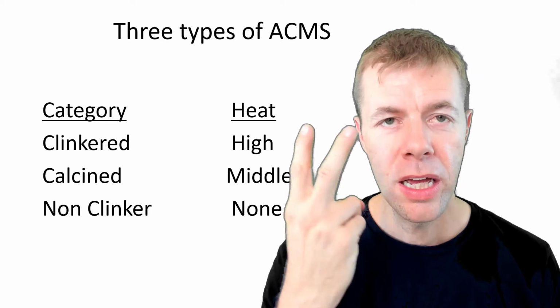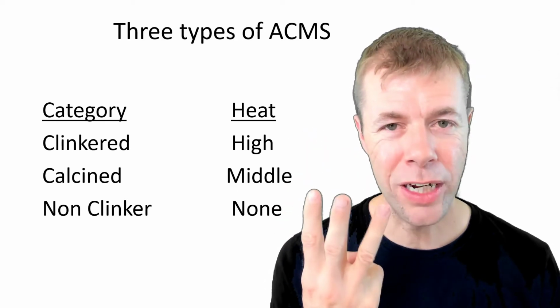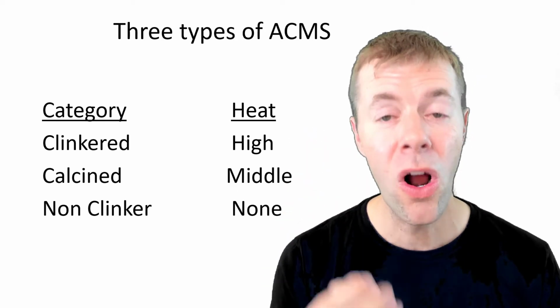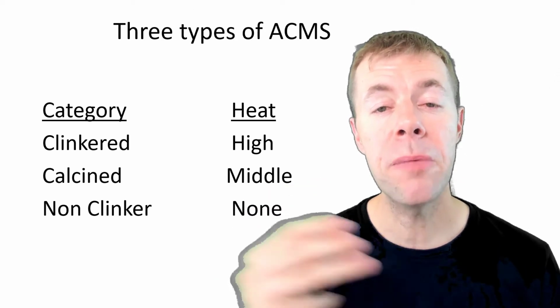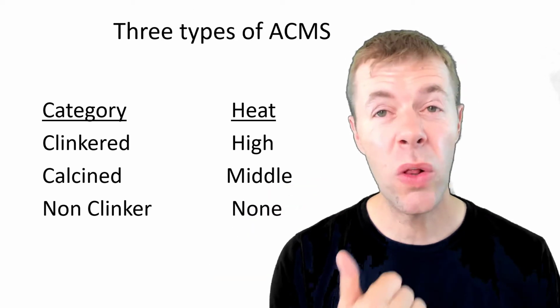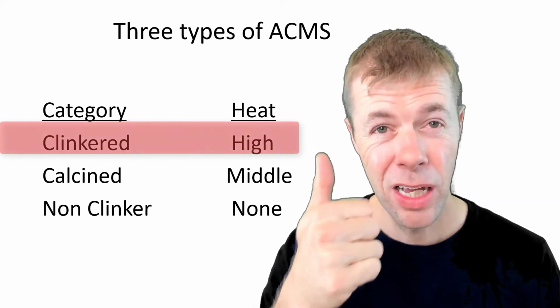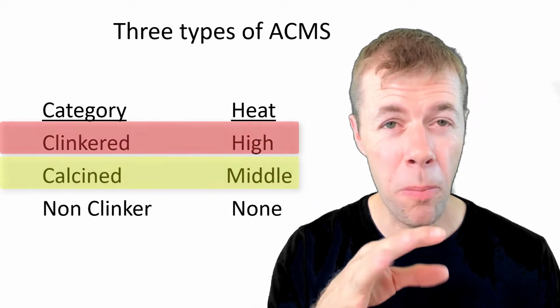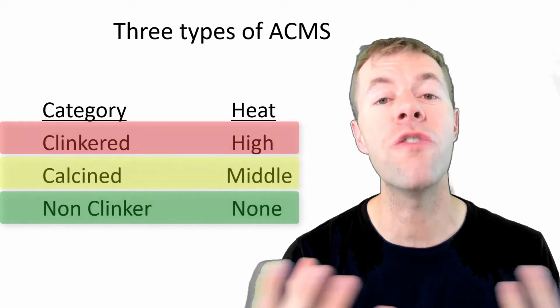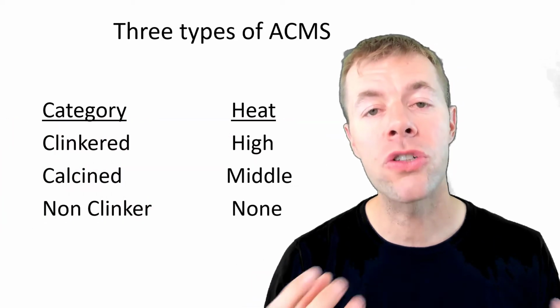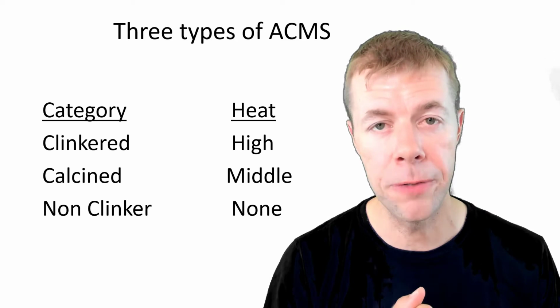There's three main types or categories of ACMs. There's clinkered, calcined, and non-clinker. And what that means, what the differences are, is the amount of heat needed to be put into the production. Something that's clinkered has high amounts of heat. Something that's calcined has middle amounts, and something that's non-clinker is stuff that you find around, like fly ash or something you dig up, and you add an activator to it. Now, you don't get something for nothing. Things that require low amounts of heat usually require high amounts of energy in their activator, in their water, in their whatever liquid you mix with them.